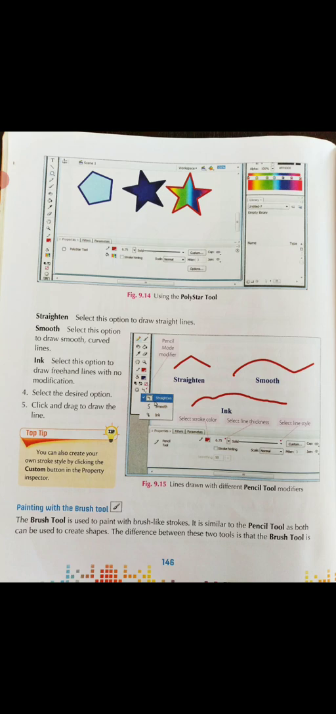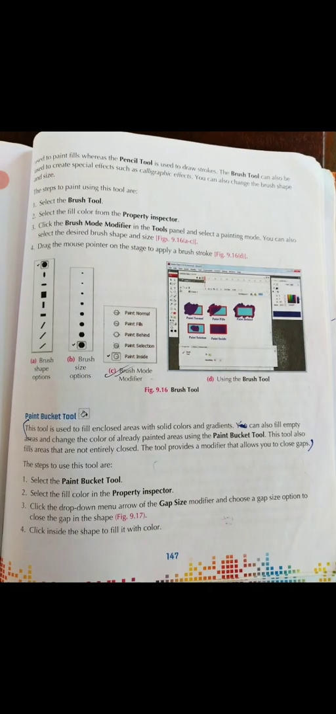So today I will explain another topic of the same chapter, that is painting with the brush tool. Firstly you need to know the main function of the brush tool. The brush tool is used to paint with brush-like strokes. It is similar to the pencil tool as both can be used to create shapes. The difference is that the brush tool is used to paint fills, whereas the pencil tool is used to draw strokes. The brush tool can also be used to create special effects such as calligraphic effects. You can also change the brush shape and size.